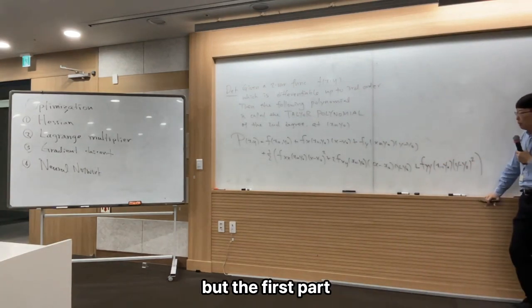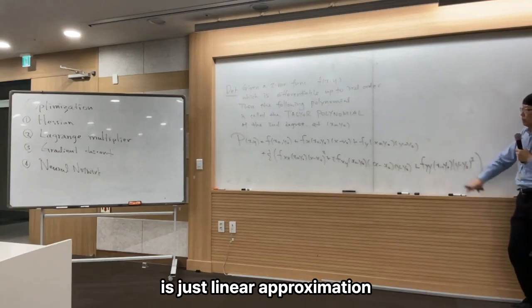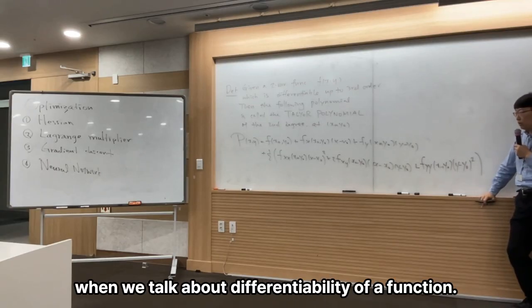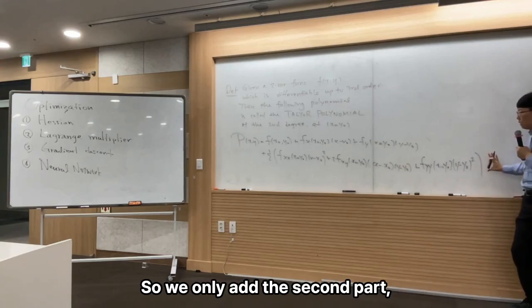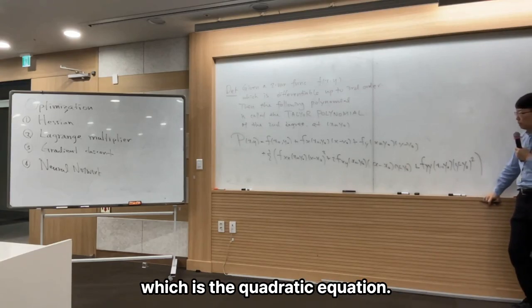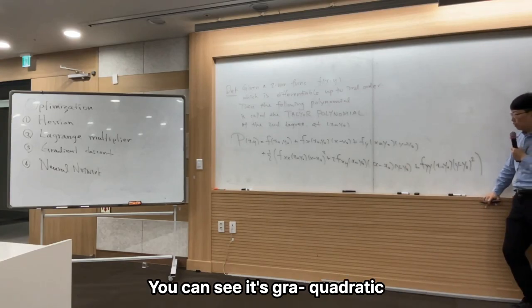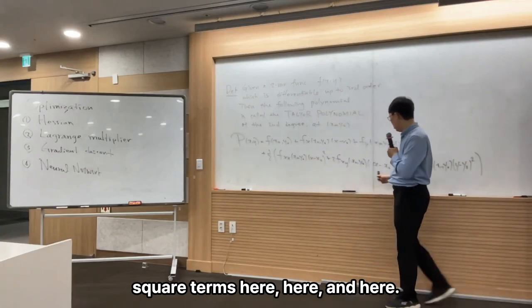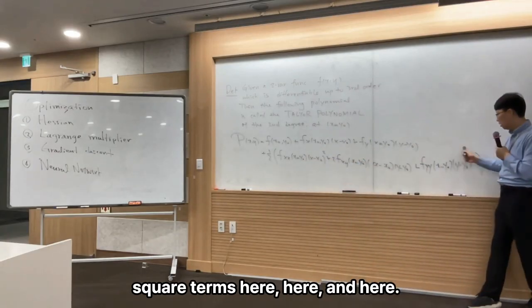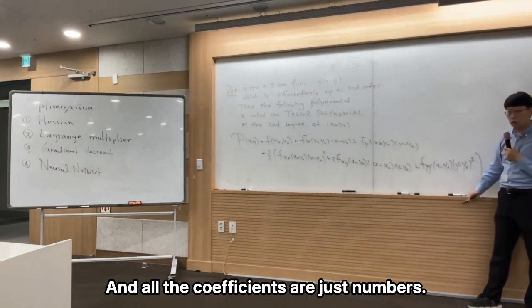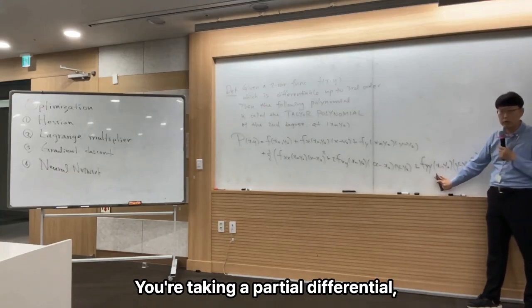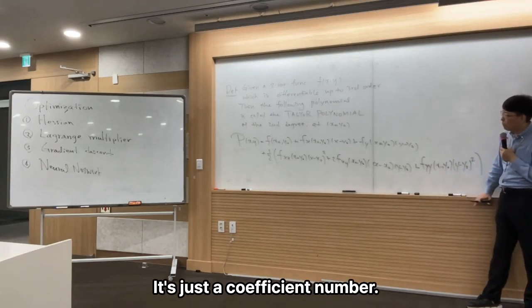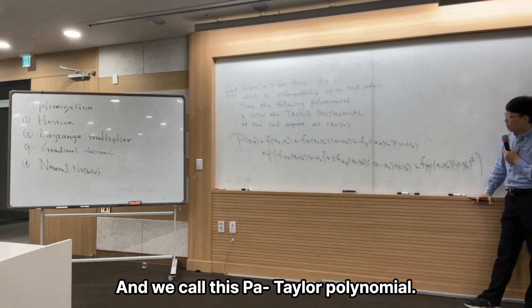That's a long one, but the first part is just the linear approximation we talked about when we talked about differentiability of a function. So we only add the second part, which is the quadratic part. You can see it's quadratic because we have square terms here, here, and here. And all the coefficients are just numbers. You're taking a partial differential, not a partial derivative. It's just a coefficient number. And we call this the Taylor polynomial.